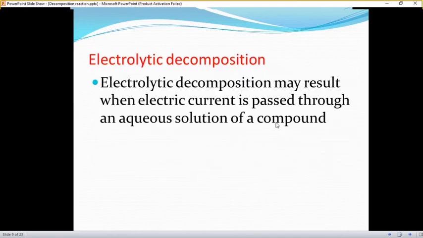Moving to the next type of decomposition reaction, here we have electrolytic decomposition. Electrolytic means we are breaking down something with the help of electrical energy or electric current. So we pass electric current through an aqueous solution of a compound. What does an aqueous solution mean? A solution in water.